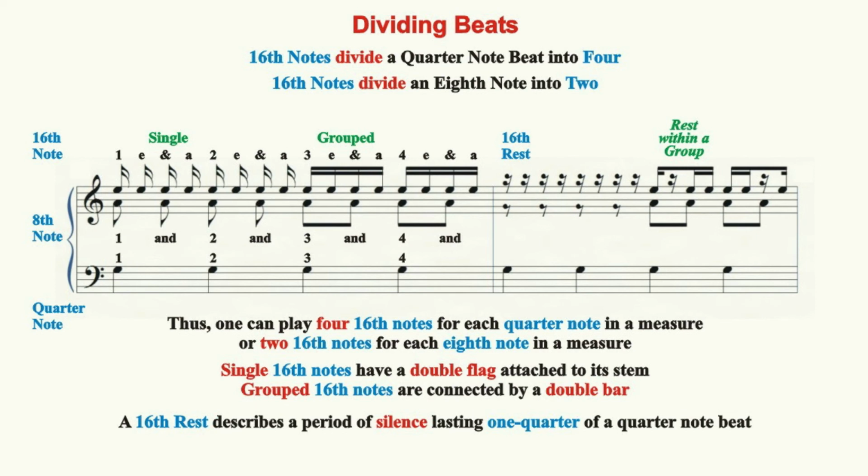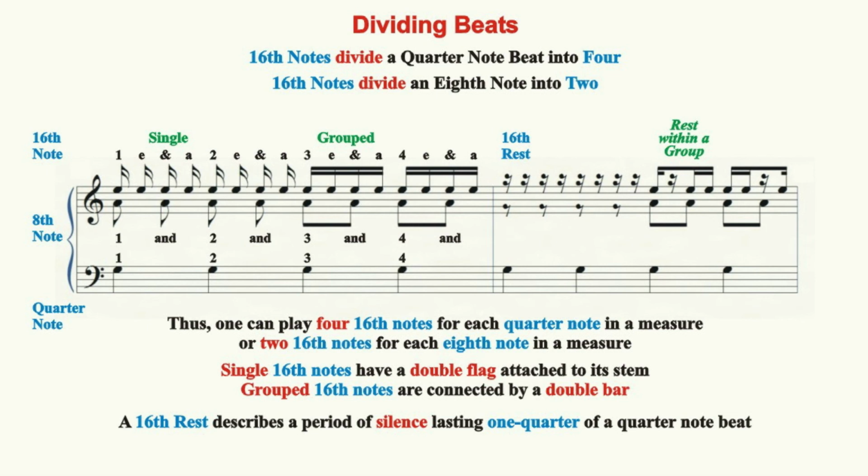16th notes divide each beat into 4. Thus, 1 quarter note is equal in value to 4 16th notes. By the same token, 1 eighth note is equal in value to 2 16th notes. 16th notes played on a piano would be struck equally 4 times for each beat.